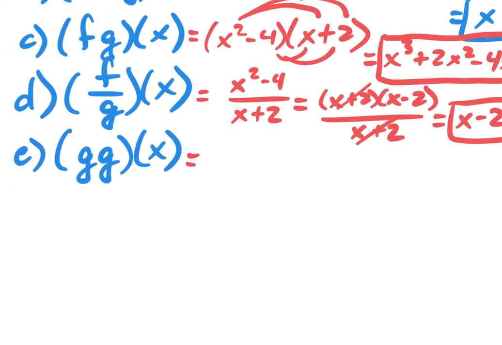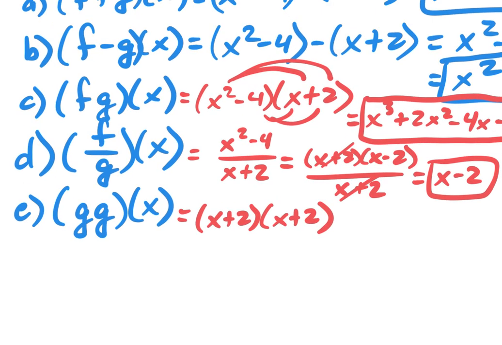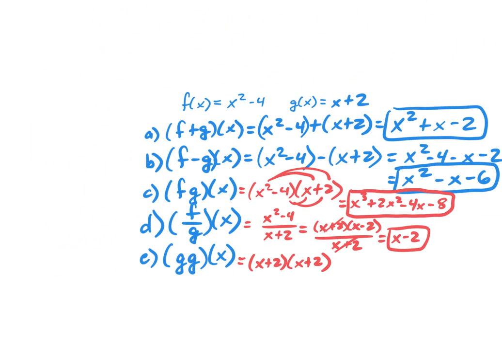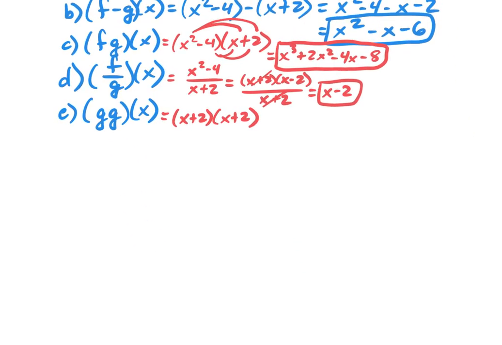Okay, the last one in this group is g times g. So the g function was x plus 2, and I'm going to take it times itself. So in this case, we're not even using the f function. And kind of like I said before, these are the two functions that we're going to use for this entire problem. That's kind of why they do like 4 or 5 parts, so they don't have to give you a new function every single time. We're going to use those same two functions over and over and over again, just doing different things with them.